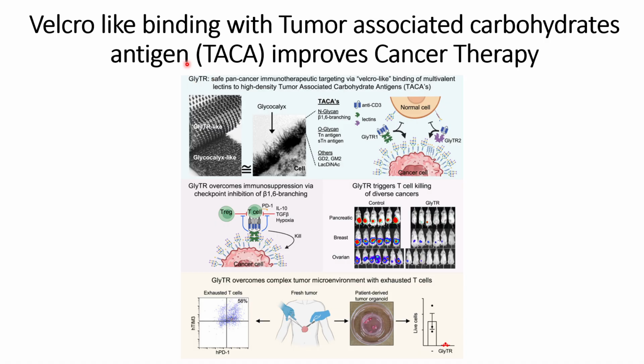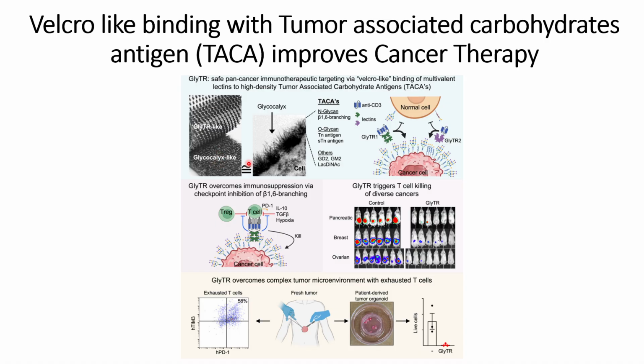So they designed this GlyTR, that is Glycan dependent T cell recruiter. What it does is it has this property of Velcro-like binding, that is, it will act on those cells that have this antigen expressed in high amount, or that have the overexpression of the antigens. So this is just an analogy that is shown here. There is a glycocalyx-like surface, and this Glycan dependent T cell recruiter has an affinity towards this glycocalyx-like surface, so it will easily bind to this glycocalyx which is overexpressed on the cancer cells.